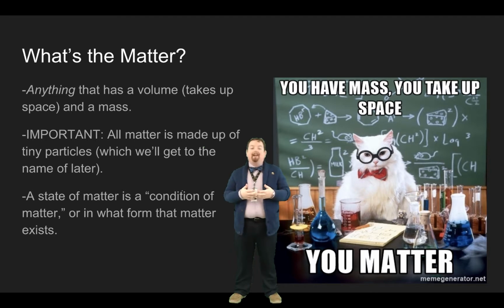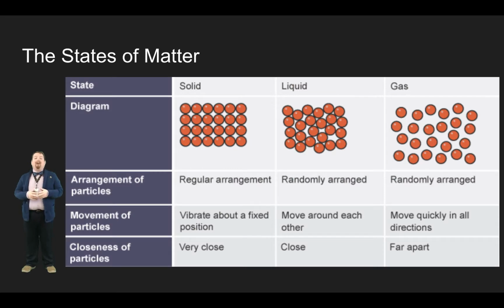Basically, a state of matter describes the way in which those tiny particles are arranged. The three states of matter that exist on Earth are solids, liquids, and gases. This is a handy little chart here that you should probably copy down in your notes. For each state of matter, this chart shows you the particle diagram, and it gives you a description of the way the particles are arranged, how the particles move, and how close together they are.